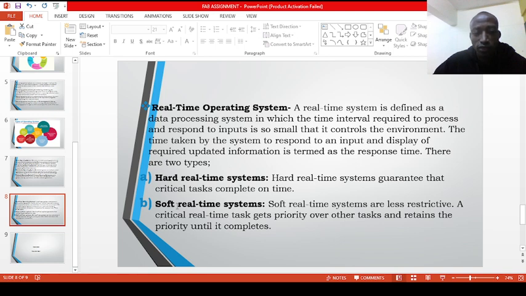We also have the soft real-time systems, and the soft real-time systems are less restrictive in nature. You realize with the soft real-time systems, critical tasks get priority over non-critical tasks, and the same priority is retained until the critical task has been completed. So that is basically the difference between these two, the hard real-time and the soft real-time. So that is basically what we were supposed to look at in this session.